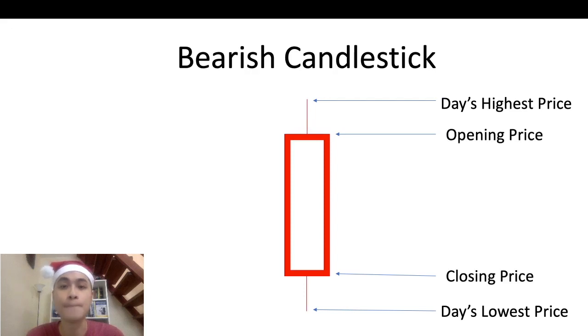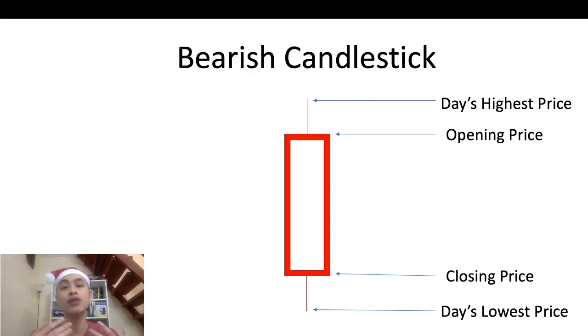So the bearish candlestick is red in color, and it indicates that the prices fell for the day. So as such, for a bearish candlestick, the closing price is at the lower part of the body and lower than the opening price, which is at the upper part of the body. So similarly, the tip of the upper wick represents the day's highest price, and the tip of the lower wick represents the day's lowest price.